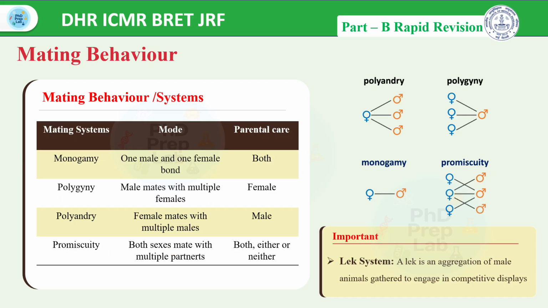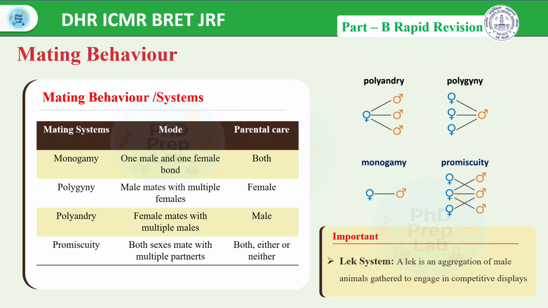Now there are certain mating behaviors. There is monogamy, wherein one male and one female bond. So one sexual or reproductive partner only. And in this, parental care is given by both. The example could be pigeons.